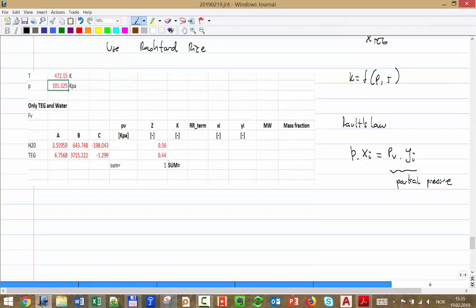And that tells you that basically Yi divided by Xi should be, and I think it's the opposite, sorry for that, PV over P, which is exactly equal to the K factor. Yi divided by Xi, that's the K factor. So if I have the vapor pressure and I have the pressure, I have K.